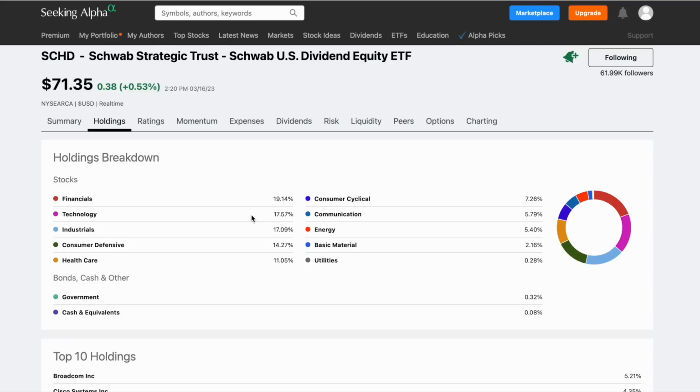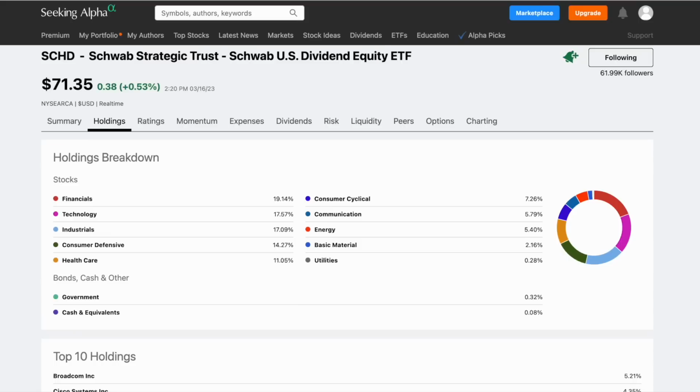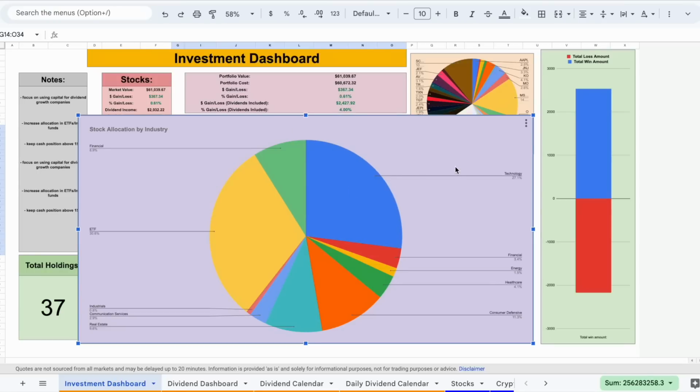So you need to understand, just because you buy a fund such as SCHD that is properly diversified, if you hold a lot of individual stocks in your personal dividend portfolio, you may be over-allocating and have too much risk in one individual sector or one individual company. So like I said, technology is 27.1% of my dividend portfolio, but because I invested into SCHD, I definitely got a lot more exposure to that industry, as you can see right here, because 17.57% of this fund is in technology. So just because you buy an ETF doesn't mean you're properly diversified.